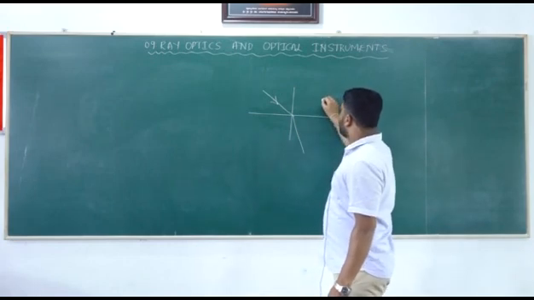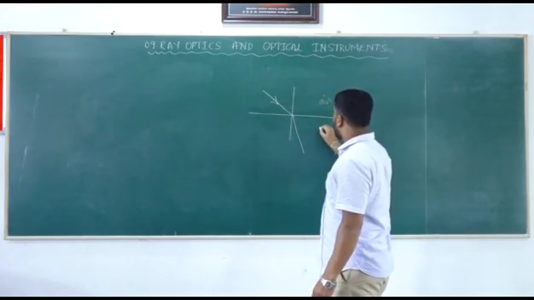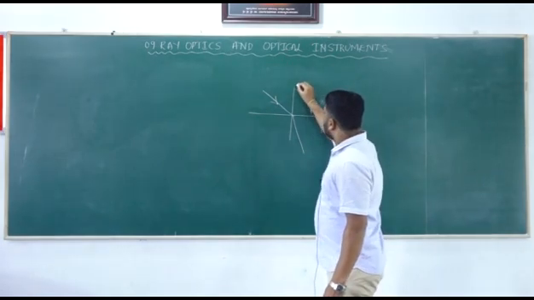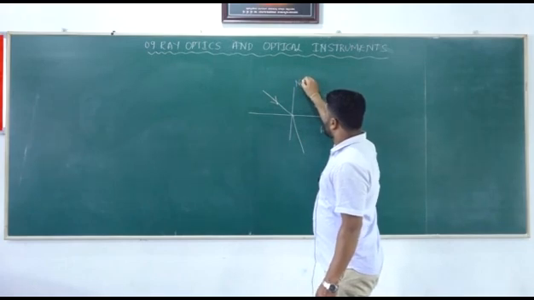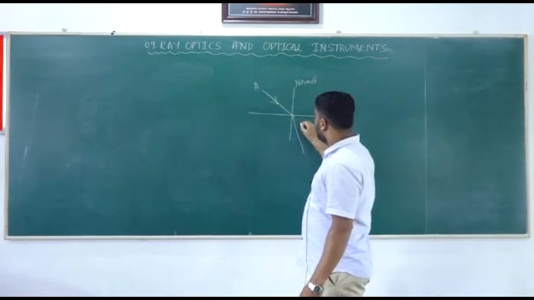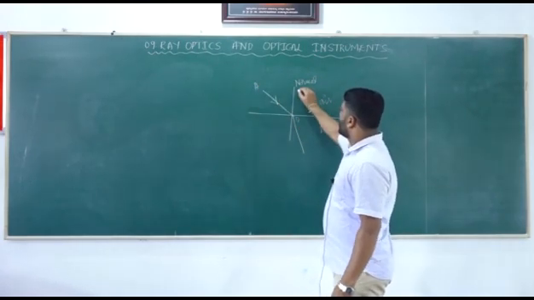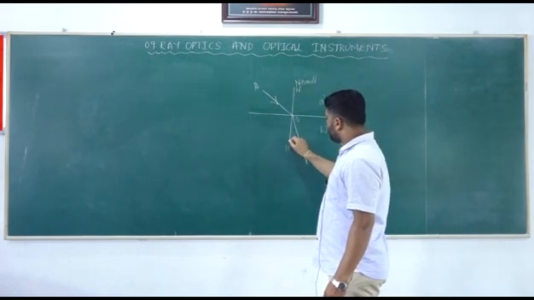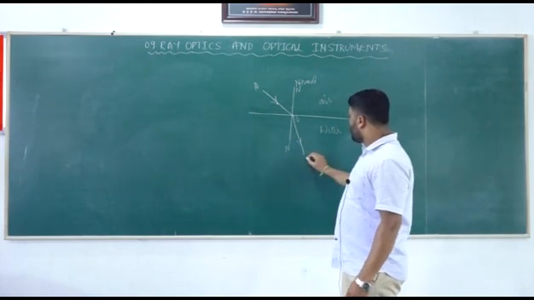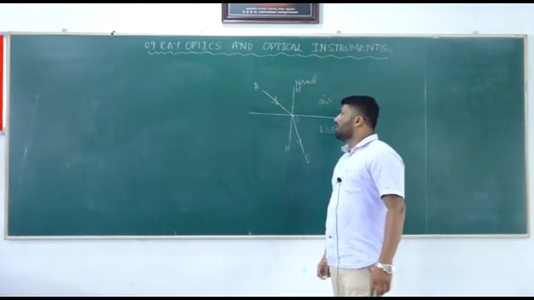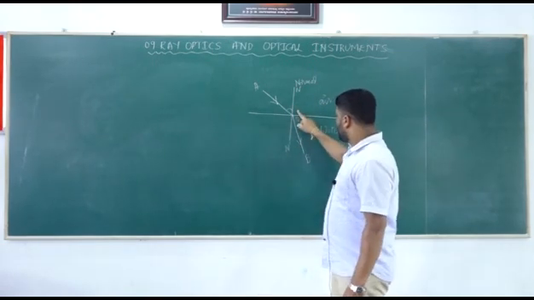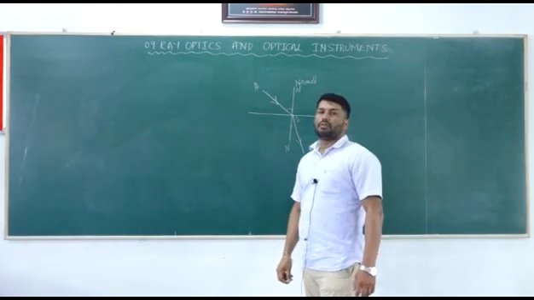If we take two media, one is air and the other is water, this is the normal ray, and this is the incident ray. AO is the incident ray, N dash is the normal ray, and OB is the refracted ray. Angle AON is the angle of incidence, and N dash OB is the angle of refraction.